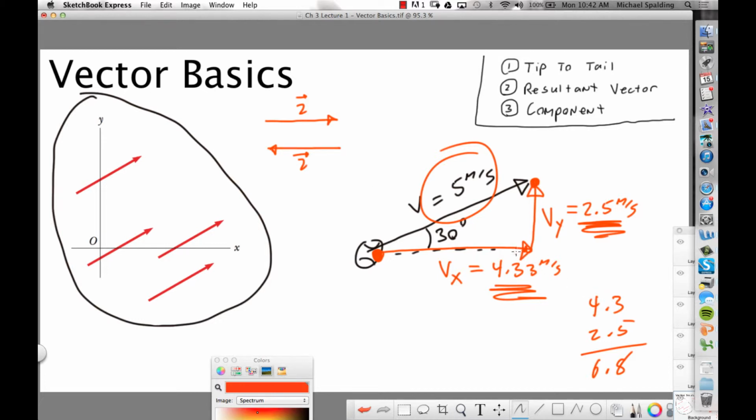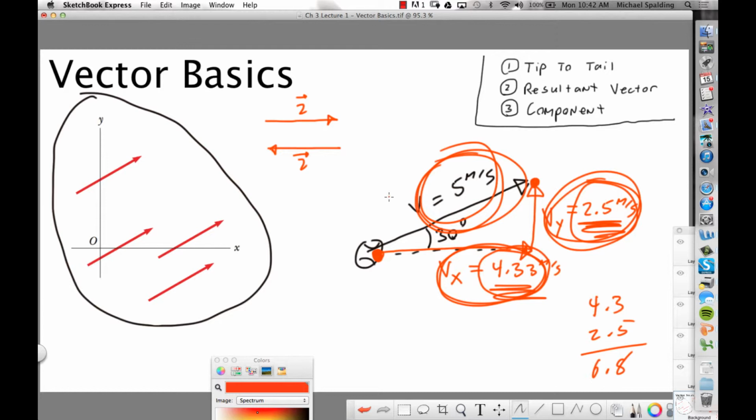So, hey, look. My whole point in saying this is, oh my gosh, we got 4.3 and 2.5. That doesn't add up to 5. Oh, yes, it does. If we apply what? Pythagorean theorem. What you want to do is you want to go this squared plus this squared equals this squared. Okay? We're dealing with vectors here, not scalars. So, tip to tail, resultant vector, components. Components are the parts that make up the whole. How are we going to be solving for components? With trig. I'm going to get to that a little bit later.